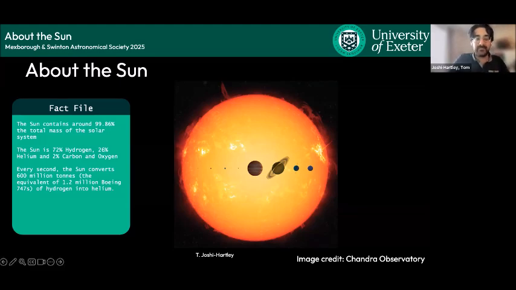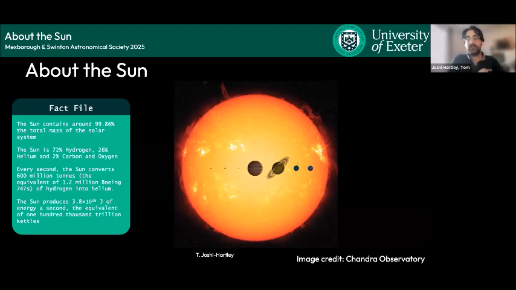And then another meaningless stat, because I like them so much, the sun produces 3.8 times 10 to the 26 joules of energy every second. This is the equivalent of boiling 100,000 trillion kettles. How big is 100,000 trillion? I think that's not really something worth spending much time on, but it's a good little fact.